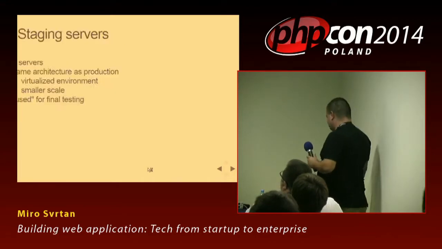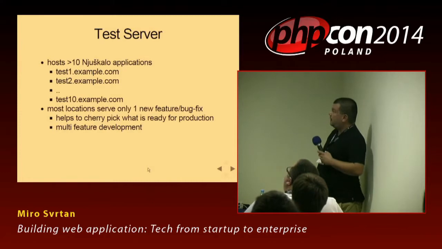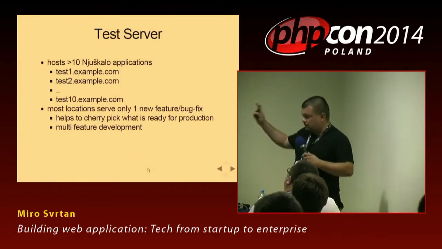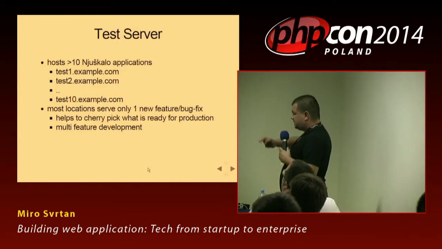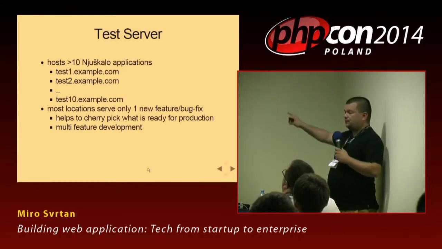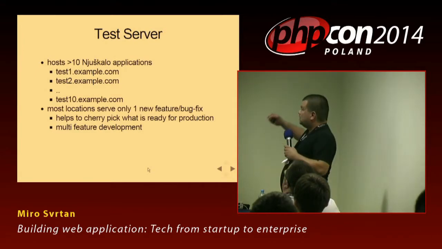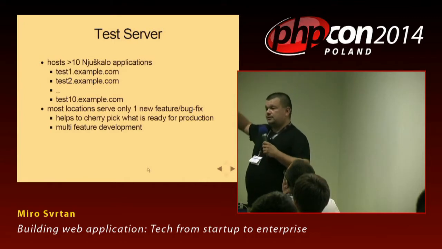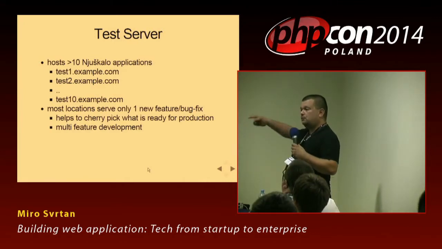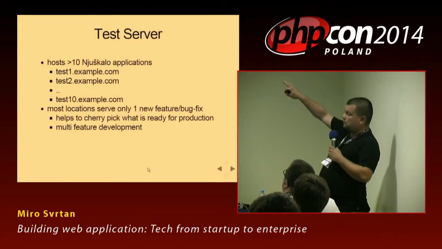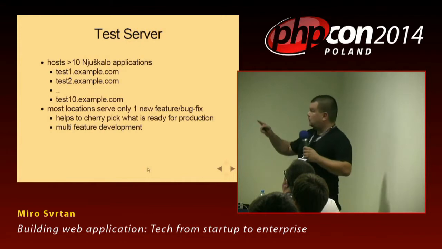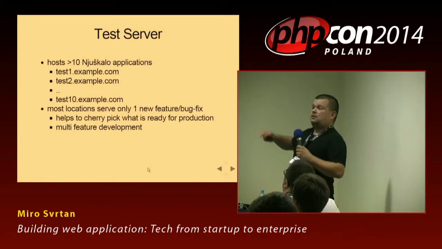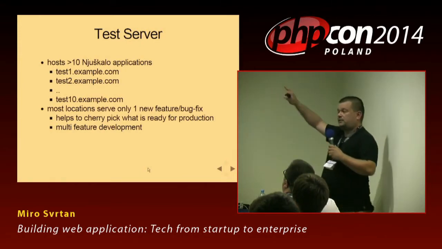Next slide. So we also have a test server. This was a really great thing for us. On one separate server, we are running 10 different application instances, each on its own subdomain. On each of these subdomains, there's only one new feature that we're building. So let's say test 1 is a copy of production, and we are doing some feature located on test 2, another feature on test 5, test 7, test 10.